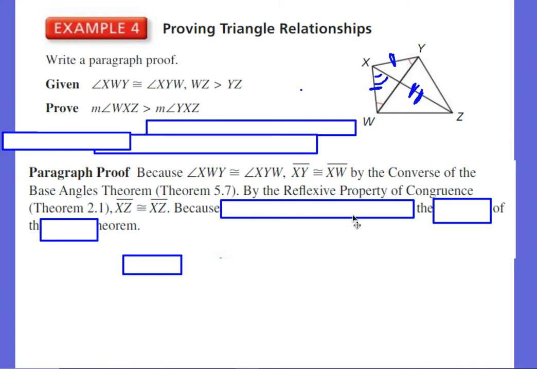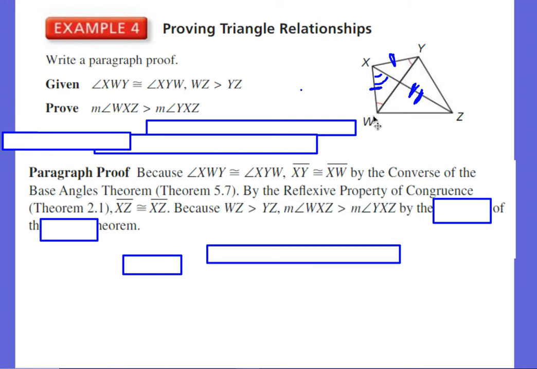So since WZ, this side right here, was given to us as being greater than YZ, I can make the claim that this angle, the measure of WXZ, had to have been greater than this angle right in here, YXZ. That is what our Hinge theorem tells us.